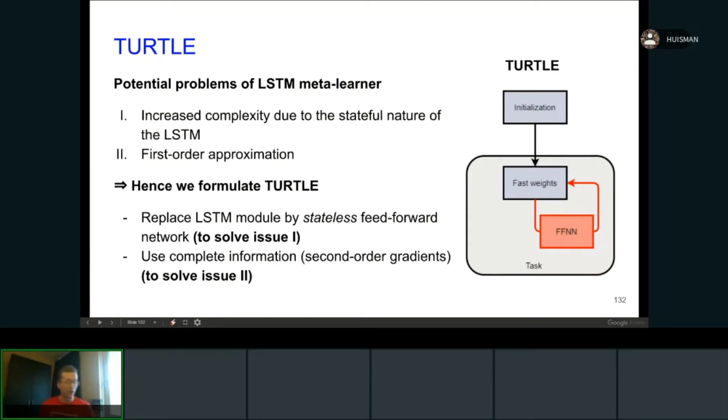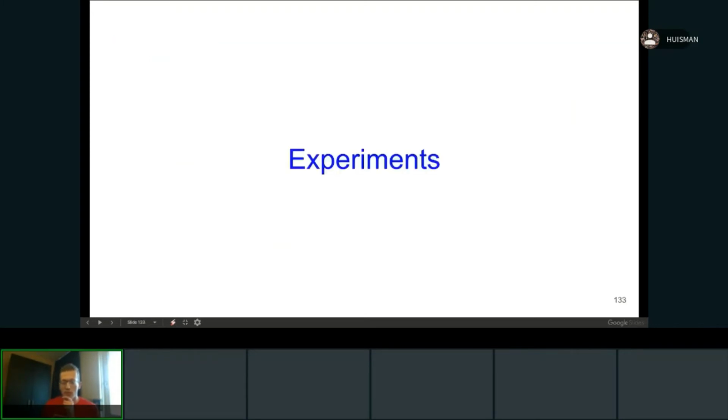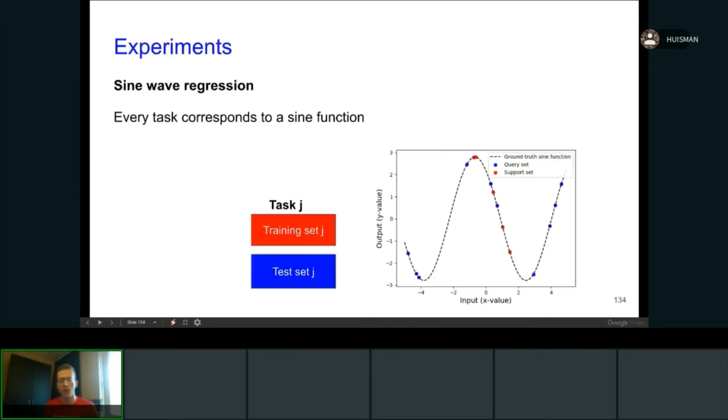Okay, so let's dive into some experiments in which we investigate how well Turtle works compared to MAML and the LSTM meta learner. So the first problem that we address is that of sine wave regression, which was proposed by the authors of MAML. And every task here corresponds to a sine wave function. So here we have, for example, a sine wave function, and we are given access to some red dots, some training examples. So our training set consists of these red dots, and we also have a test set corresponding to these blue dots. And the goal of our base learner network, given an input x coordinate, is to predict the corresponding y coordinate on the sine wave.